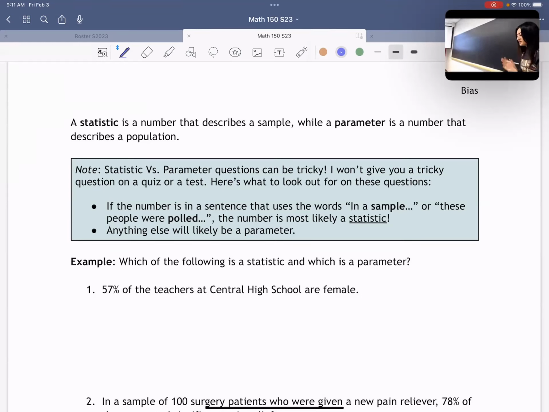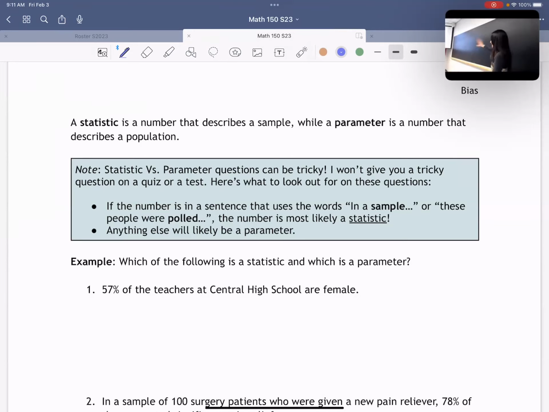Now, on the homework and probably on a test, I am required to ask you, okay, I'm going to give you a number and ask, is this a statistic or is it a parameter? These questions get a little bit tricky because when you read them, it's kind of hard to tell if something's actually describing a sample or a population, especially if you don't know the whole idea behind the sample or the situation that's going on. So here's what I'm going to do. I'm going to make a deal with you. Anytime I give you a question that involves statistics versus parameters, I'm going to make it very obvious whether a number is coming from a sample or not.